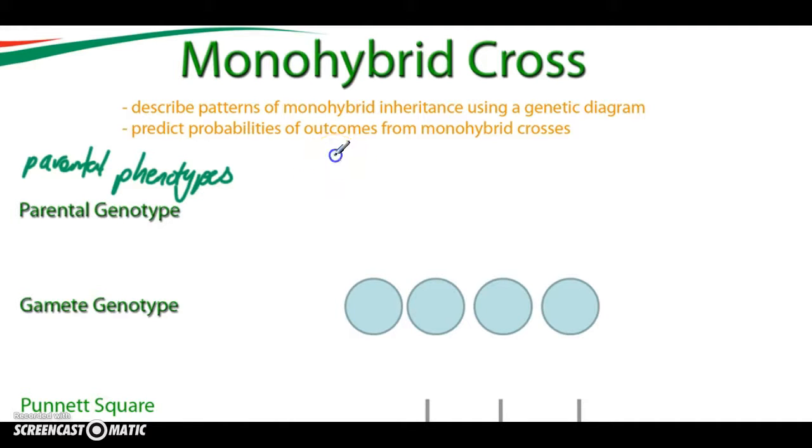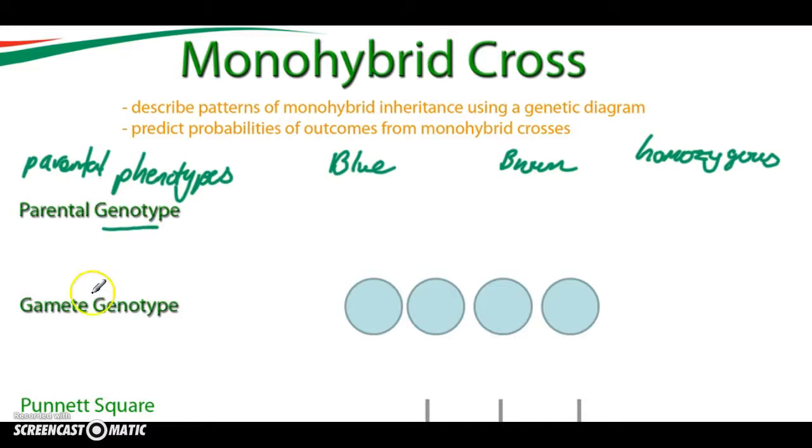So we'll have blue eyes and brown. Now these two individuals are going to be homozygous. Homo meaning same, so their alleles will be the same. So they're both homozygous. So the first thing we identify after the parental phenotypes is the parental genotype.